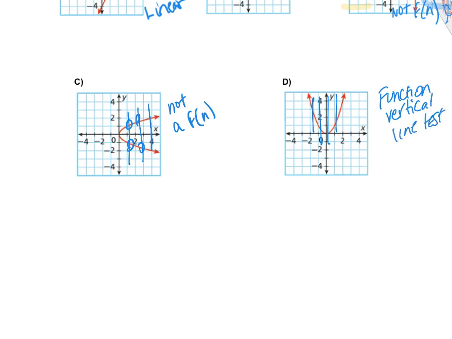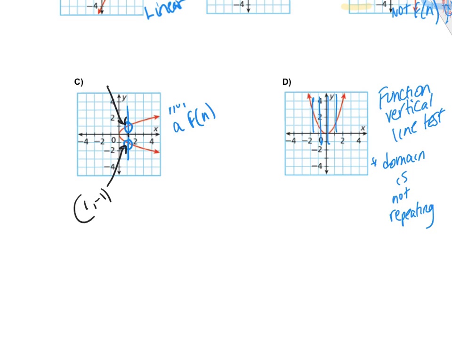And again, the reason why the vertical line works is the domain is not repeating. That's the reason why. Make sure that you understand that. If we go back and look at letter C, if I had a straight line go through two different points, those two points right there, if we were to look at the value of the coordinate, it's 1, -1, and the other one is 1, 1. Notice that the domain is repeating, going to different ranges. Vertical lines always do that to each other. They go through the same value of x.